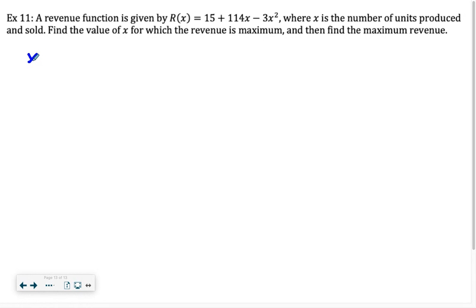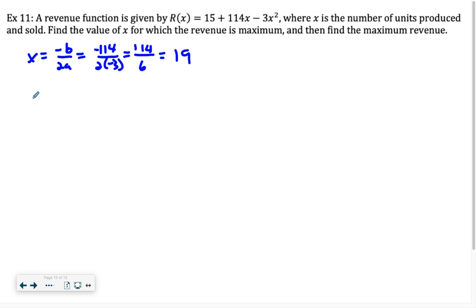So let's find the x coordinate of the vertex, negative b over 2a. So b would be 114, so negative 114 over 2 times negative 3. So that'll be 114 over 6, which is 19. Okay, so we found the value of x for which the revenue is a maximum.